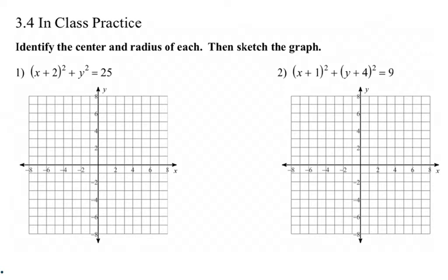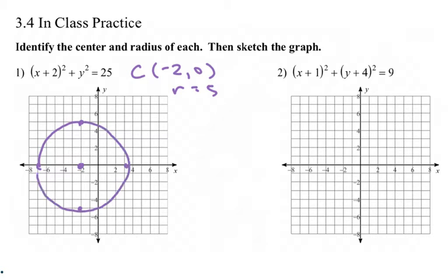So number 1, the center is going to be -2, 0, and the radius is going to be 5. So you're going to graph that. Okay, number 2, the center is -1, -4, so make sure you have the signs right, and the radius is going to be 3. And that's what number 2 will look like.